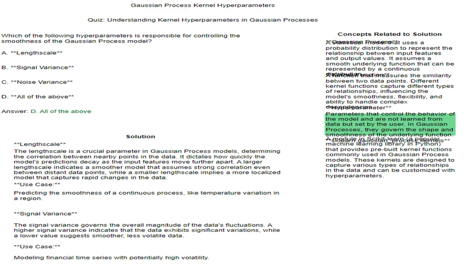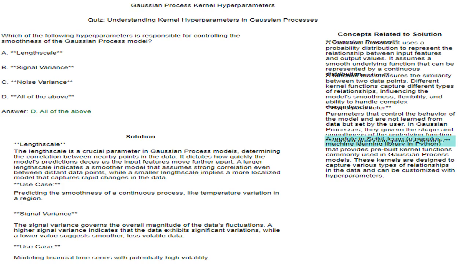Hyperparameter. Parameters that control the behavior of the model and are not learned from data but set by the user. In Gaussian processes, they govern the shape and smoothness of the underlying function. The length scale L in the RBF kernel is a hyperparameter that controls the smoothness of the model.